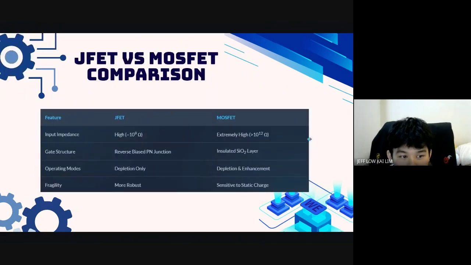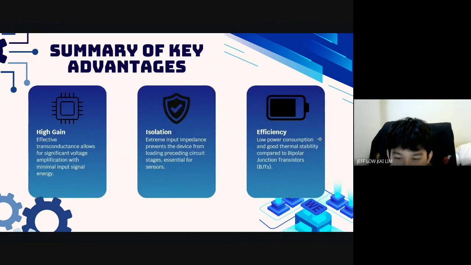Next. And this is the summary of the JFET and MOSFET. In conclusion, the FET remains a cornerstone of modern electronics due to these three advantages: high gain, total isolation, and incredible efficiency with low power consumption.